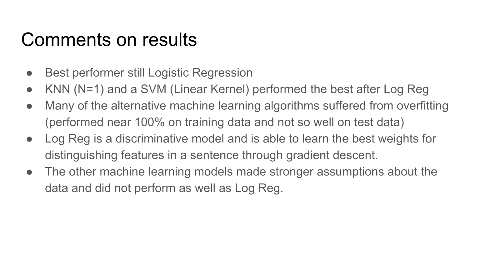So why is that? Some things we can think about are that logistic regression is a discriminative model, and it's able to learn the best weights for the different words or the different features in the sentence, and it's able to do that through stochastic gradient descent. And it doesn't make as strong assumptions as the other models did, and that's why they were prone to overfitting.